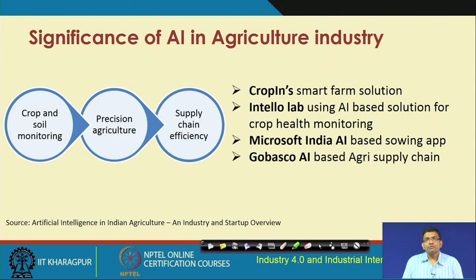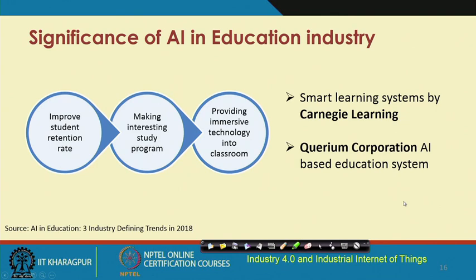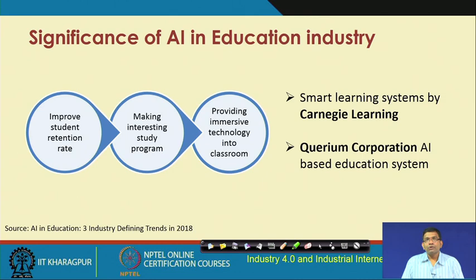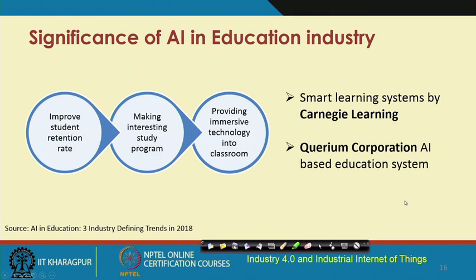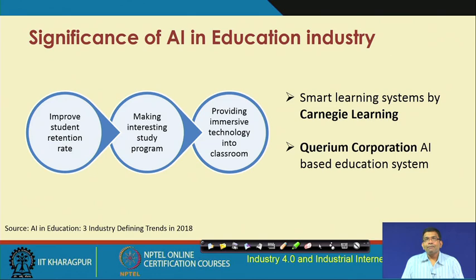AI could be used in the education industry to improve the student retention rate, for making interesting study programs, and for providing immersive technology in the classroom. So, already there are different existing systems which use AI in the education sector. For example, the smart learning systems by Carnegie Learning, then Querium Corporation's AI based education system. Like this, there are many different types of AI based systems in the education sector that are available for use.